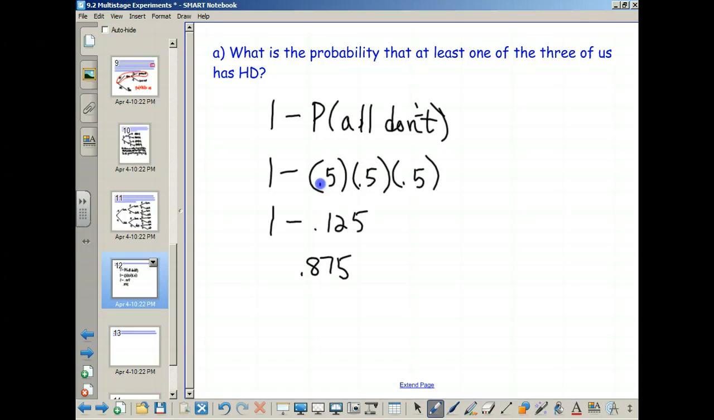There's an 87.5% chance that one of my siblings or I has it, which is really, really scary. And that is the decision that we made. We made the decision that if I have this, we're not having kids.